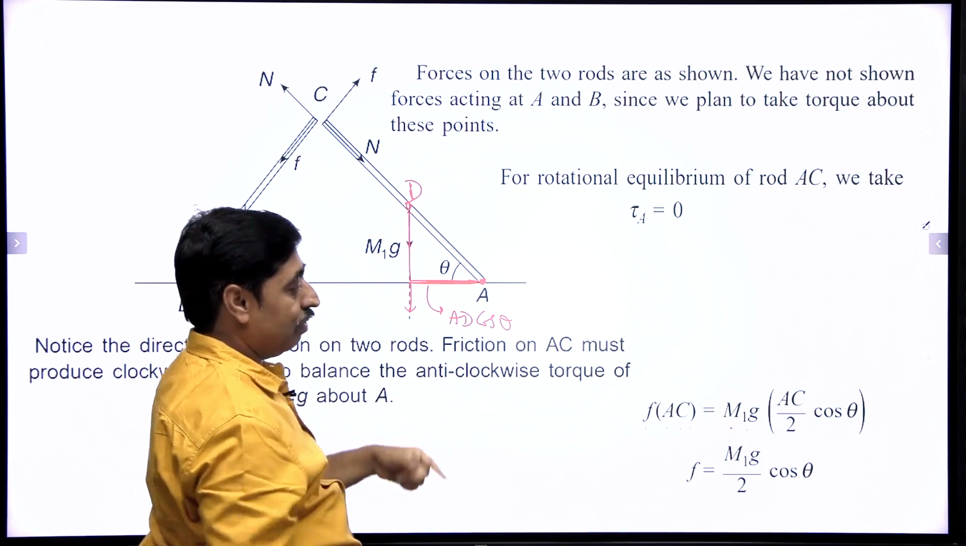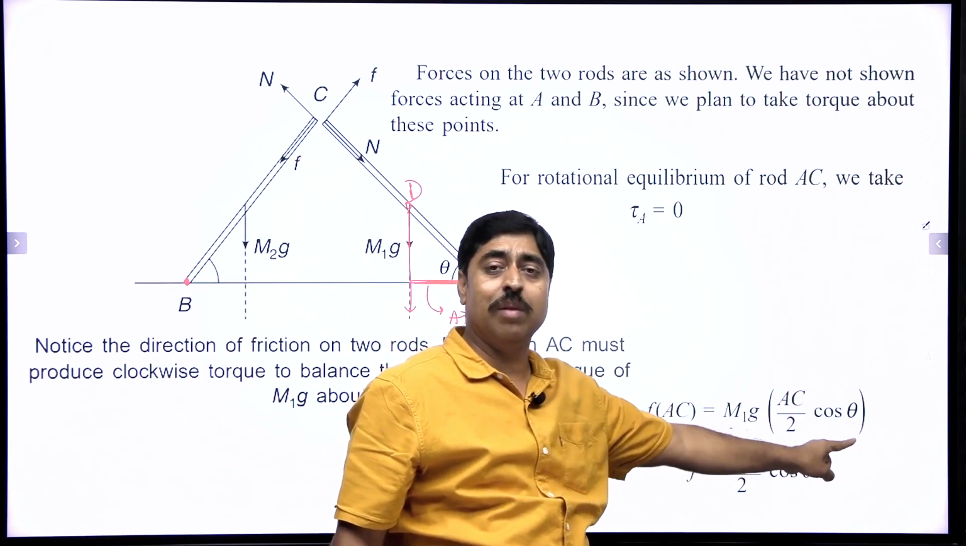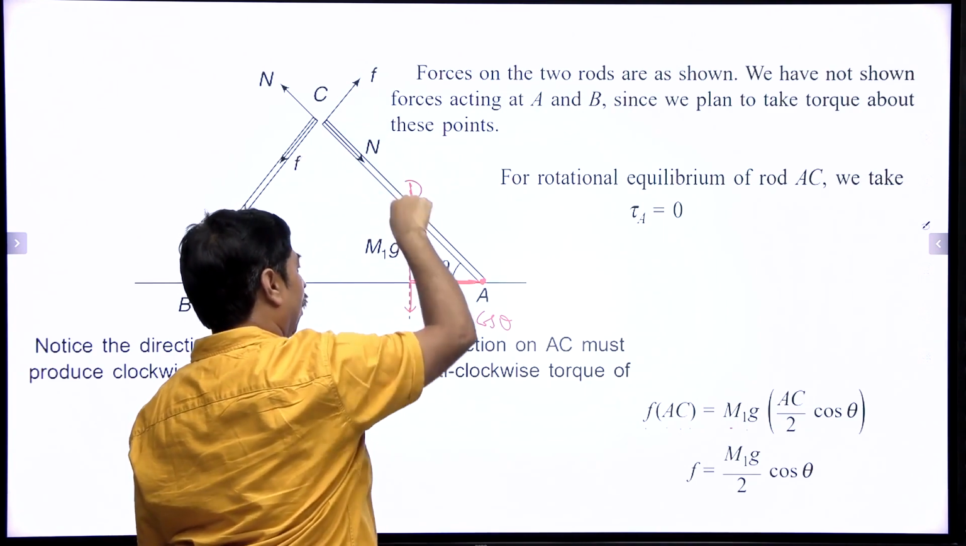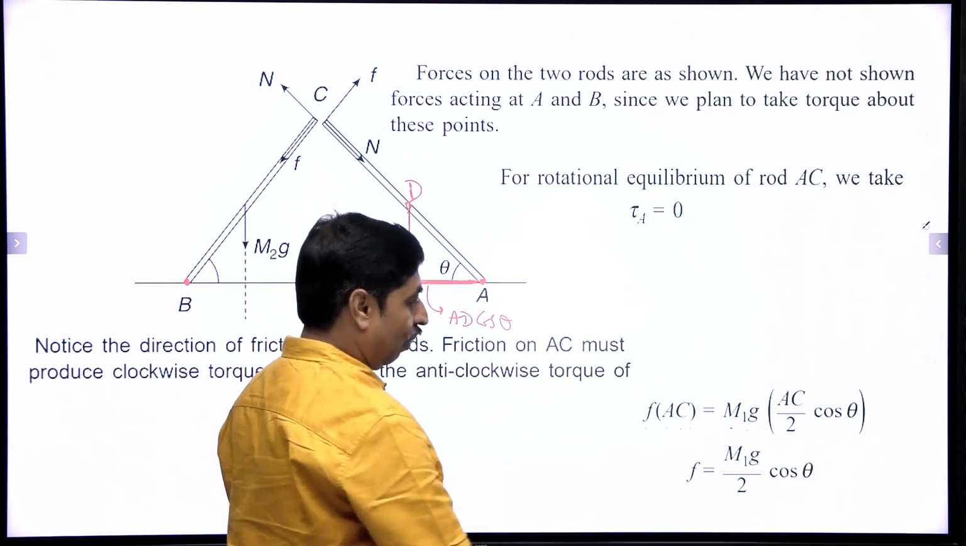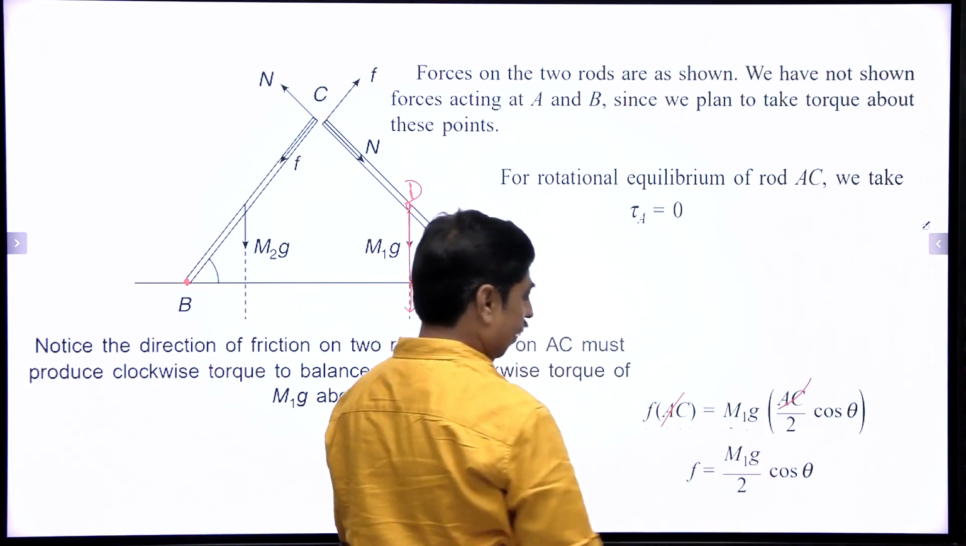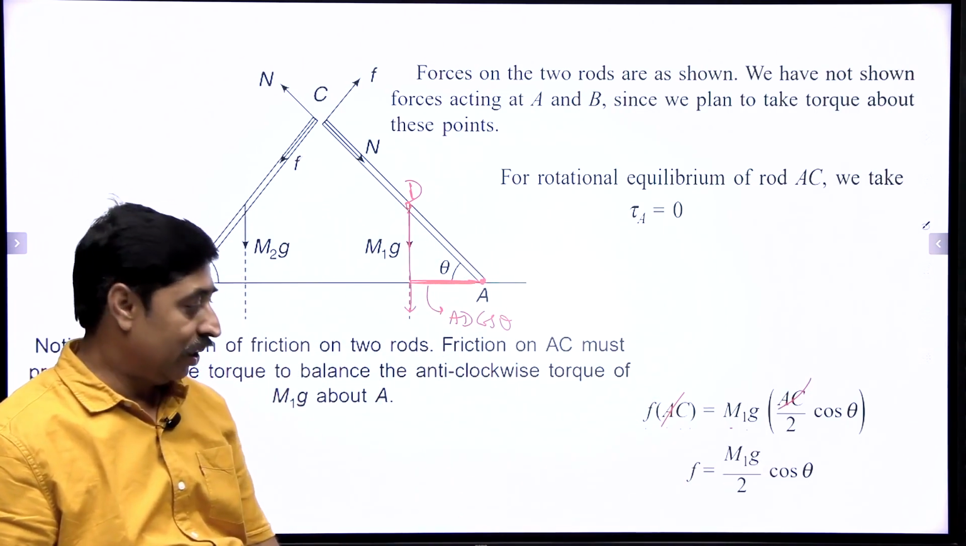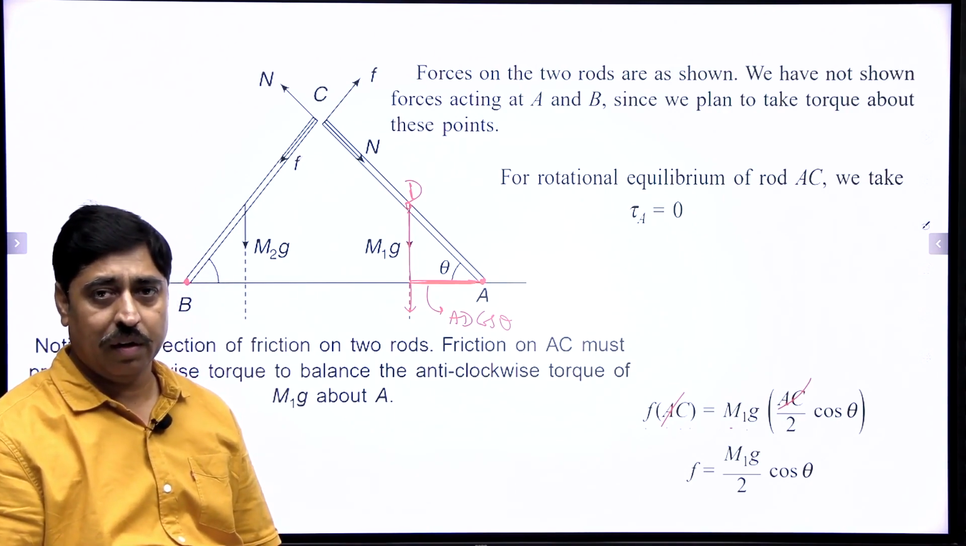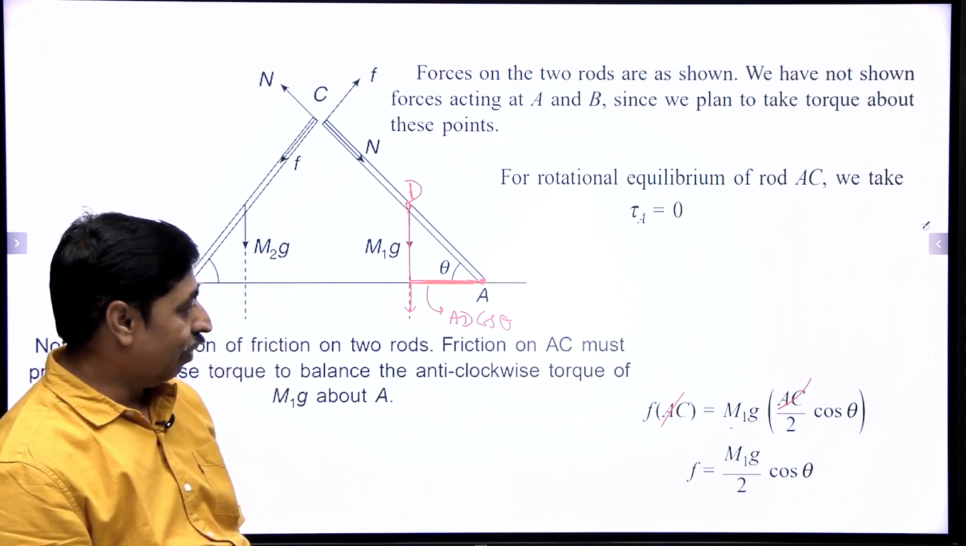This length into mg is torque. So M1g into AC by 2 cos theta is the torque due to mg. Friction's torque is F into AC. So you cancel AC and AC, and you get friction is equal to M1g by 2 into cos theta. Okay, this is one important equation that we have got.